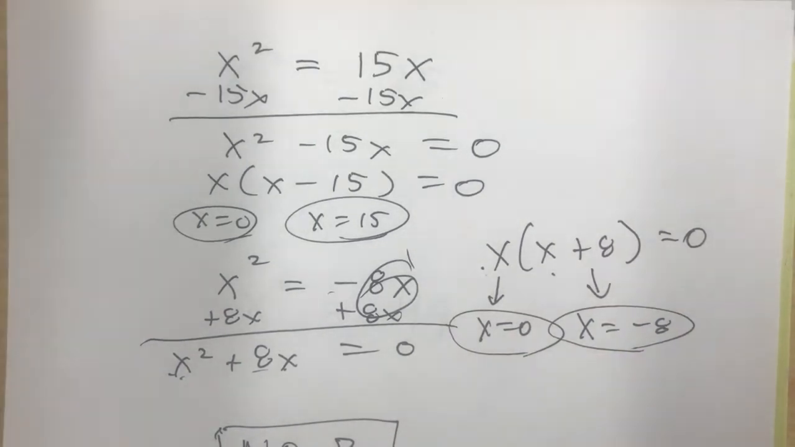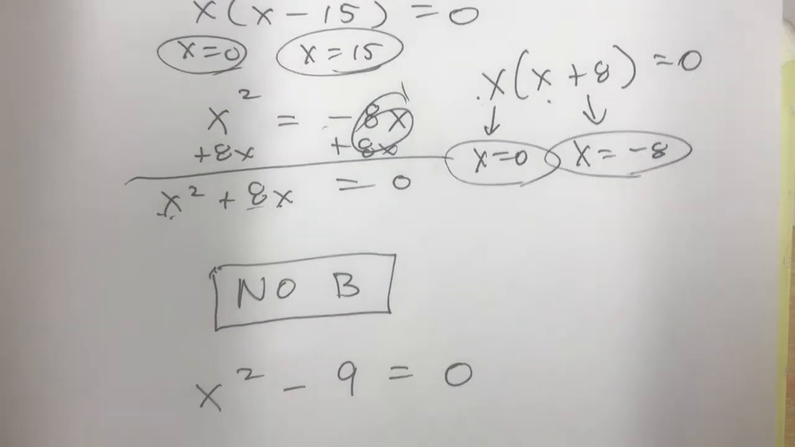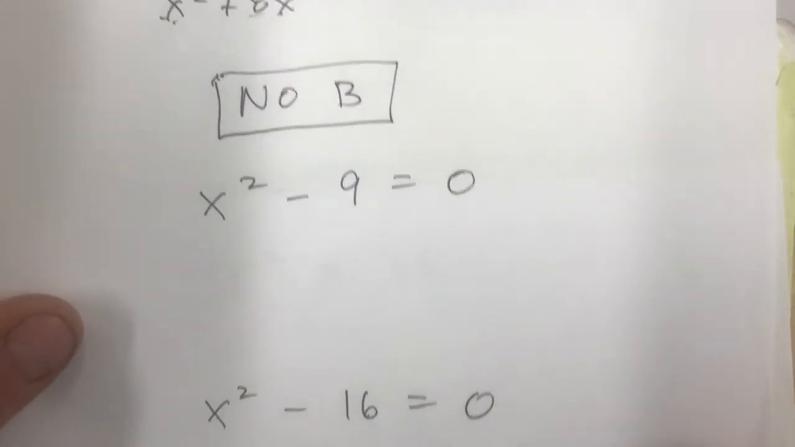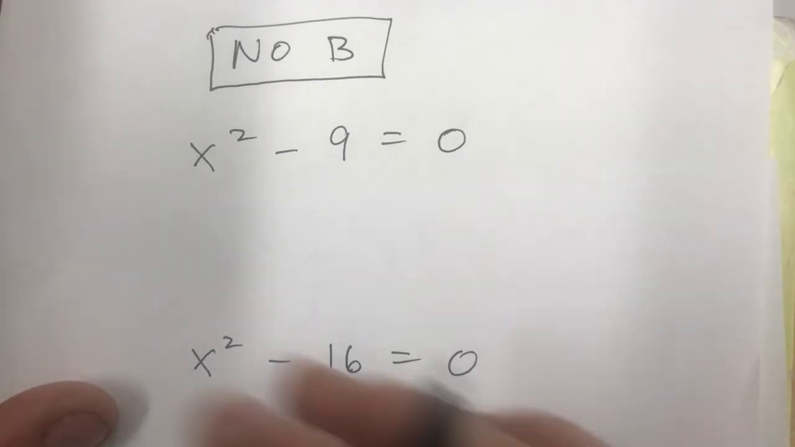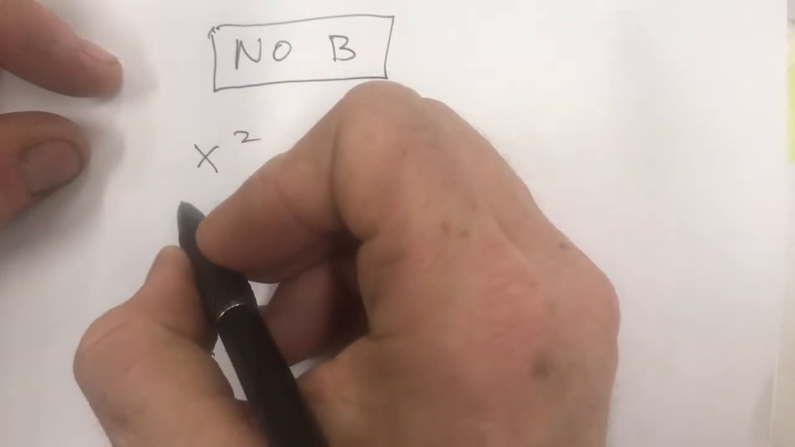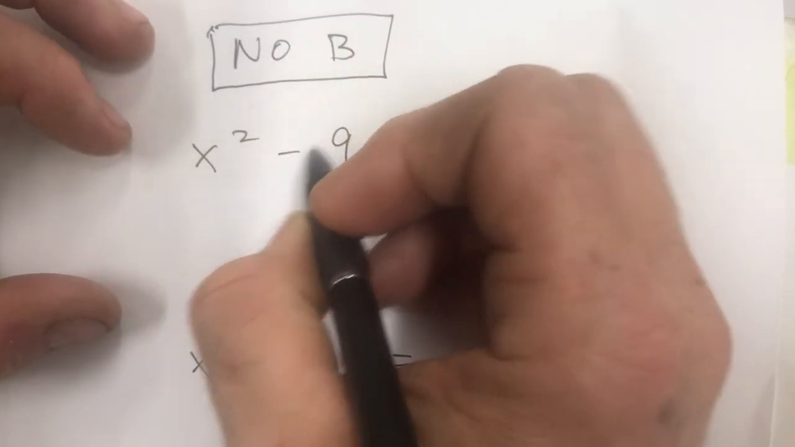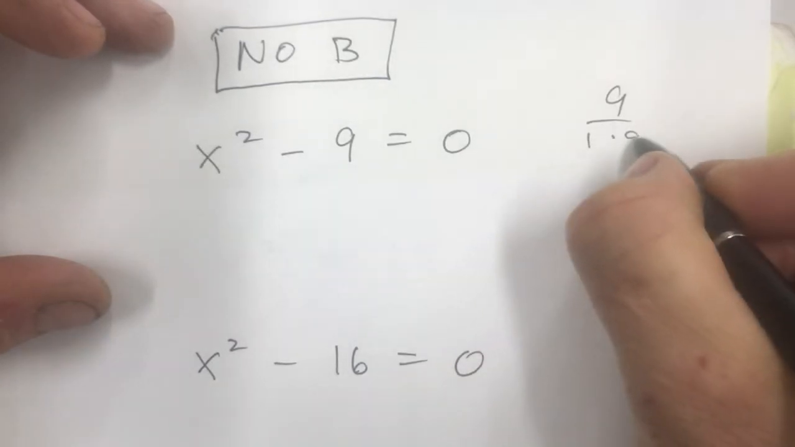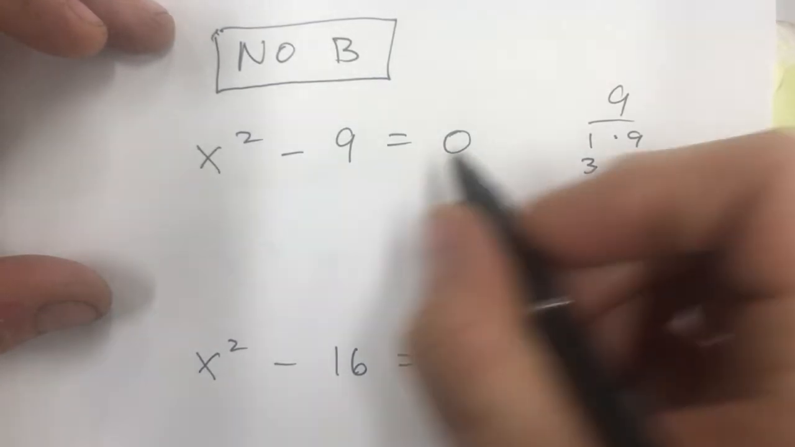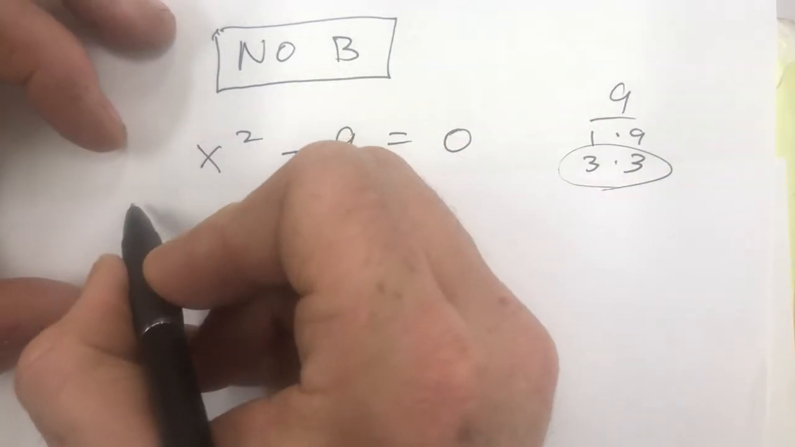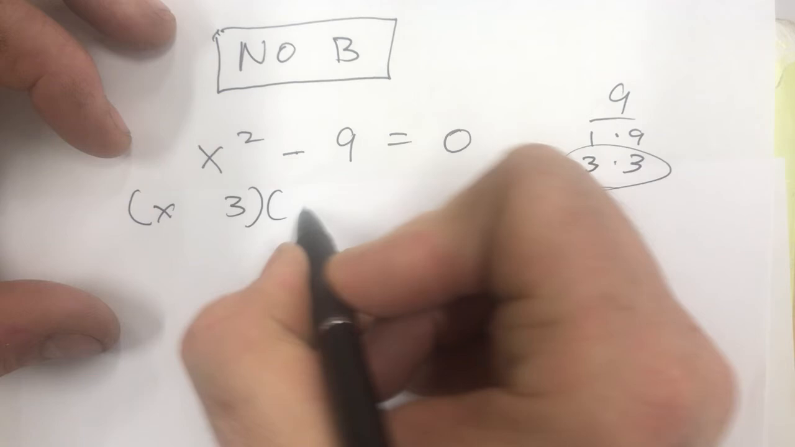Okay. Now, sometimes you have a binomial where you have no b. Okay? Like this right here. Now, this is x squared minus 9. So basically, this is x squared plus 0x. So basically, my 9 here is my c. And if I break my 9 down, 1 times 9, 3 times 3. Which numbers subtract and get 0? Right there, 3 and 3. So this is x and 3, x and 3.